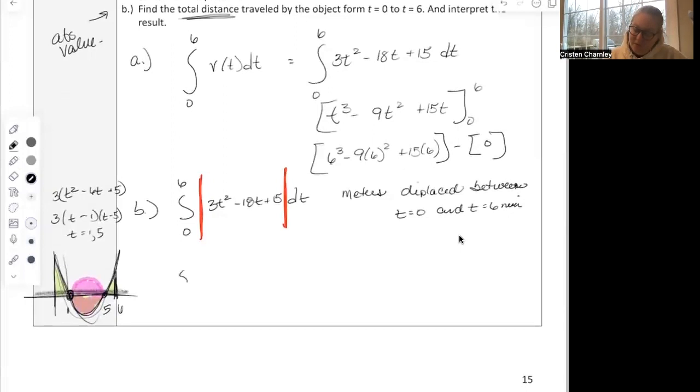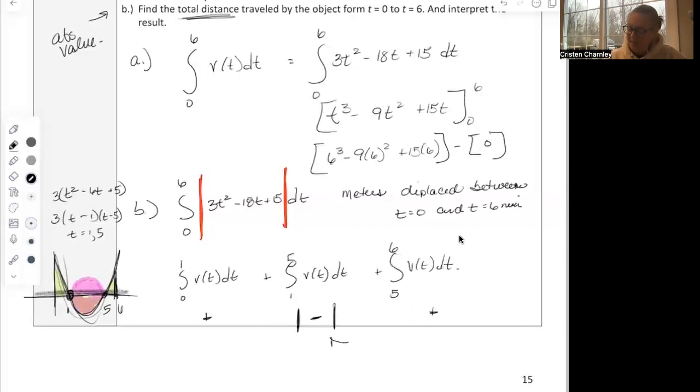You're going to go from 0 to 1 of v of t dt. Then you'll go from 1 to 5 of v of t dt. And then you'll go from 5 to 6 of v of t dt. Now, the nice thing is you've already calculated the antiderivative, so you just have to put the values in. Kind of annoying, but you can do it. By the way, this one's going to be positive, this one's a negative number, and this one's positive. So you have to take the absolute value of this negative piece.